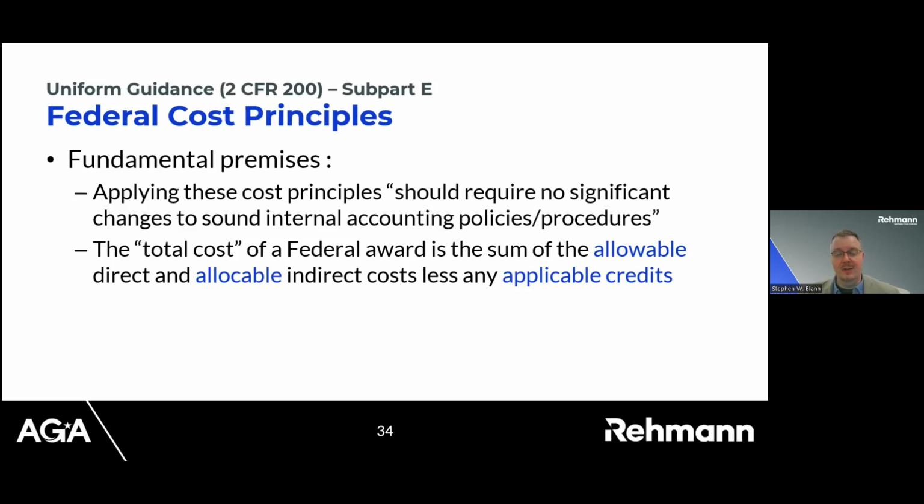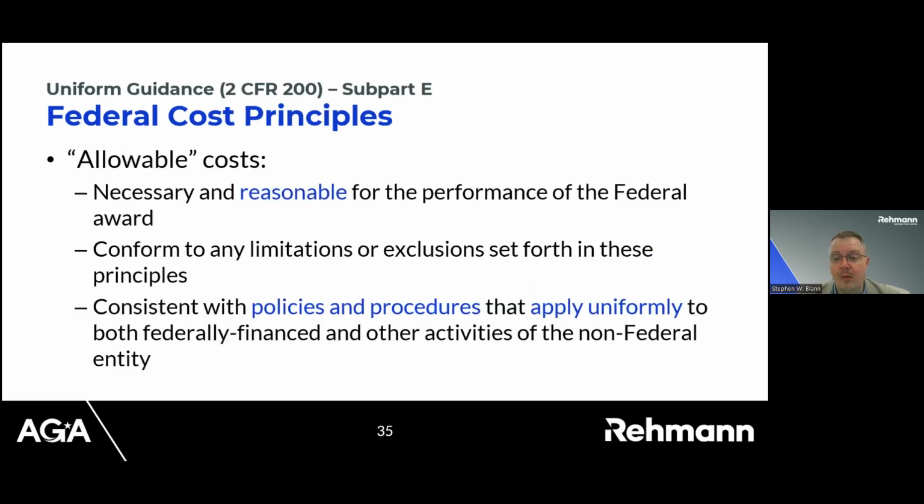So that cost is going to be made up of 2 positives net of 1 negative. The 2 positives are the allowable direct costs and the allocable indirect costs, and it's going to be net of any applicable credits. So what's an allowable cost? Well, an allowable cost is anything that's necessary and reasonable for the performance of the federal award. Reasonable is an awfully subjective term.